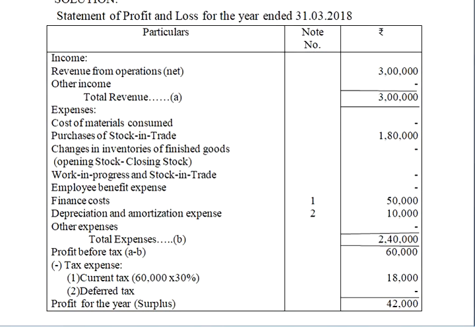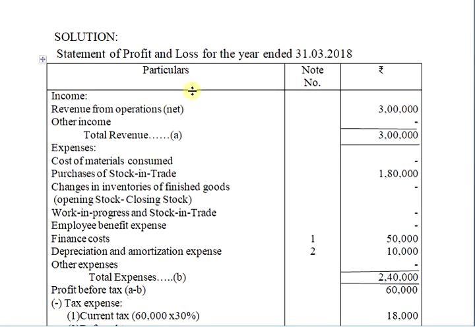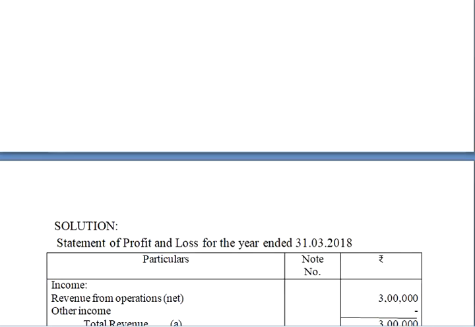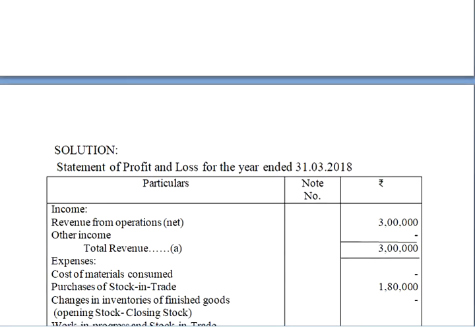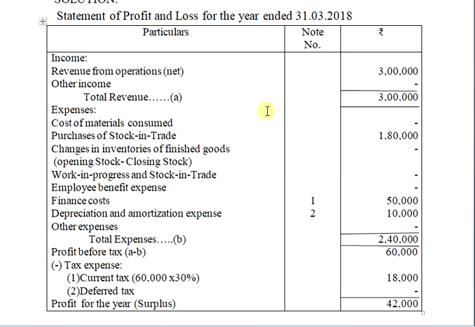See the solution. Statement of profit and loss for the year ended the same 31st of March 2018. Particulars, note number, rupees. Income, revenue from operations net, directly we have taken 3 lakhs. Where did we get that 3 lakhs? That is the sales amount. How much is there? 3 lakhs. That amount we have considered here. So 3 lakhs. Add other incomes. Are there any other incomes here? No, it is nil. Total revenue becomes how much here? 3 lakhs. Expenses, cost of material consumed.